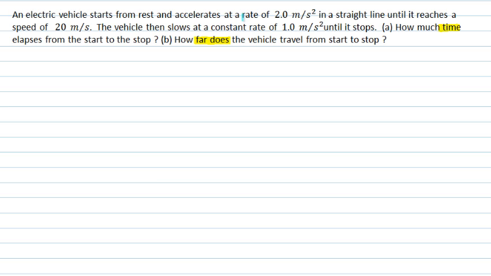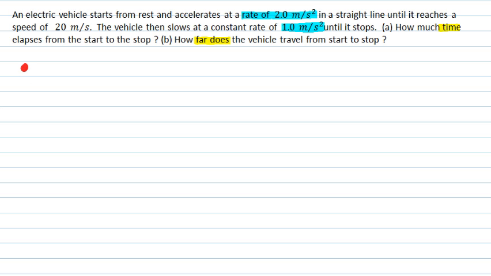So the car initially accelerates from rest at 2 meters per second squared, and then it changes its acceleration to a different value and slows down until it stops. It's useful to break the journey into two parts. Treat the two parts with the two different accelerations separately. So let's draw a diagram to visualize that.